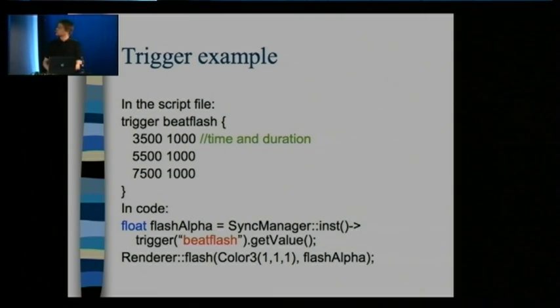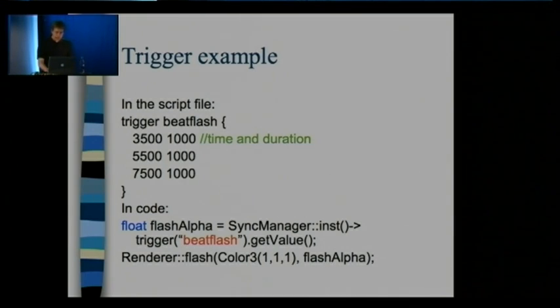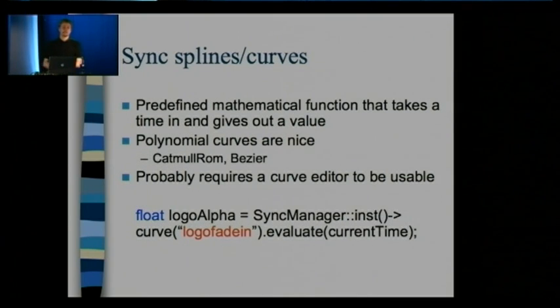I could use triggers for everything, with a single trigger for each event, but it helps me mentally to keep them separate. Then we can sync with splines and curves, which means you have a mathematical function that you give a time, and it gives you a value. For example, if you want to fade a logo, you could make a curve that at 60 seconds is 0, and at 64 seconds is 1, and you could just fade it up with the curve.